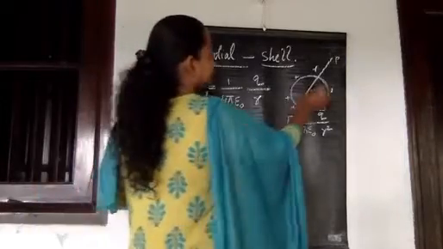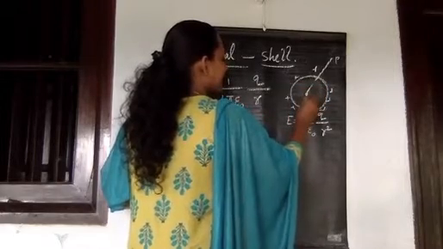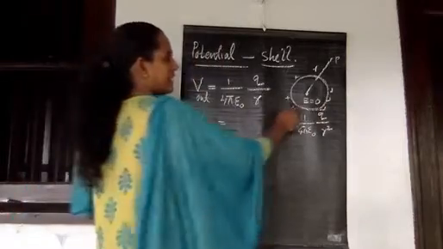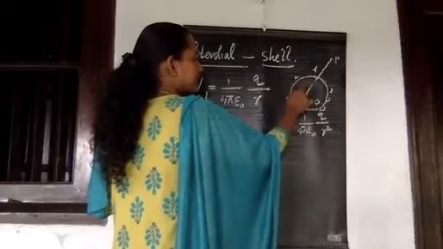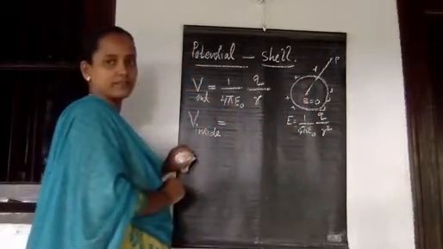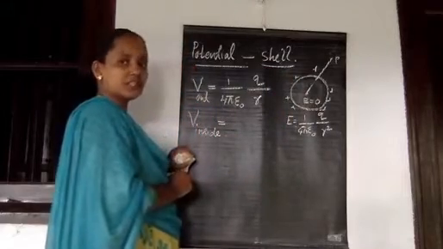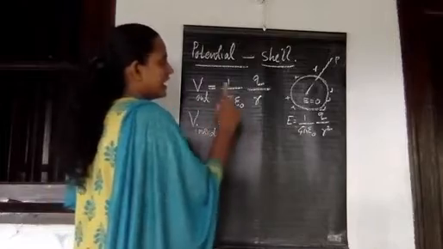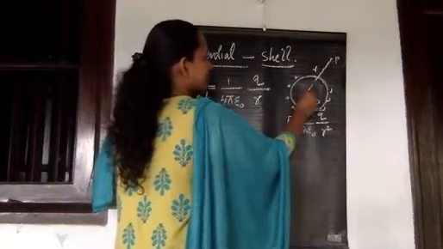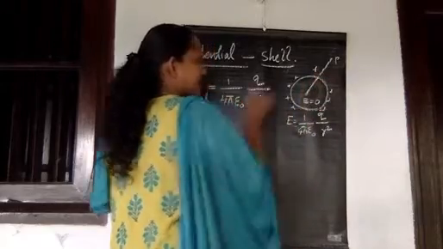We know that inside a spherical shell, the electric field is 0. The electric field inside the spherical shell being 0 means the potential inside is constant. Field is 0 means potential is constant itself. So V inside is constant, and its value is equivalent to the potential on the surface of this spherical shell.